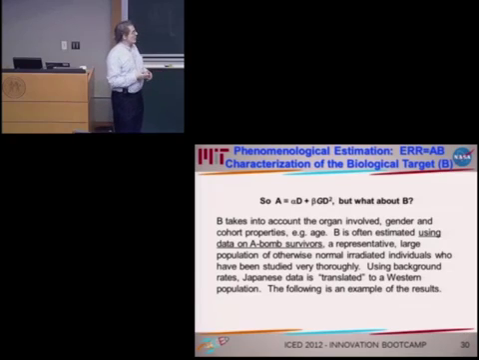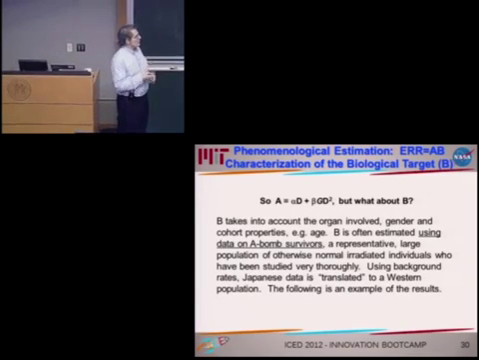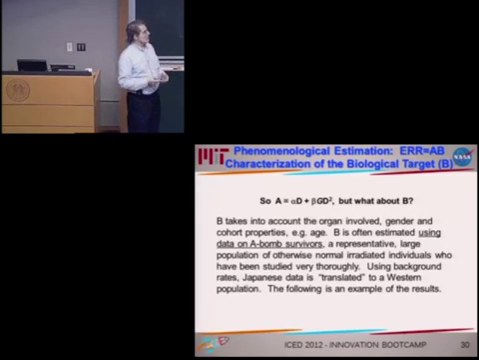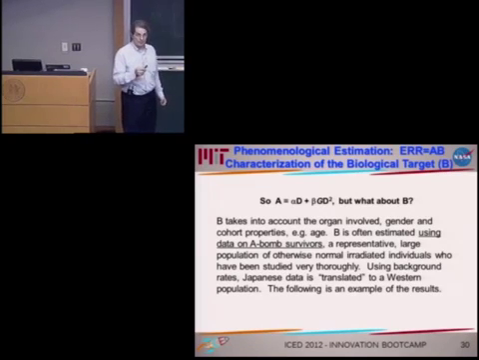So, okay, how does this B modifier work? Well, B takes into account the organ involved and other biologically specific contributions, gender, cohort properties.